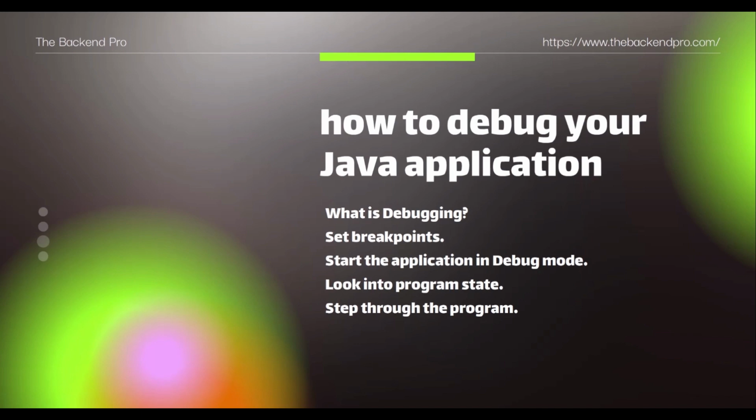So very simple. For example, as a developer, you have written some piece of code, and after you have written that code, you'll start testing the code to see whether it is working as expected or not. For example, you have written a method that should return 5, but it is returning 10, which is incorrect.